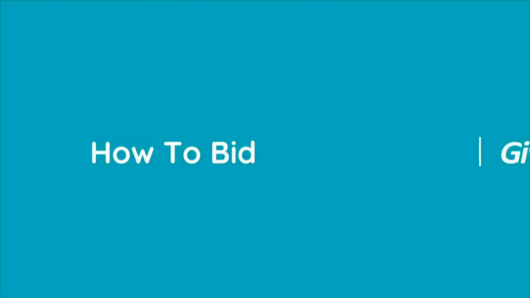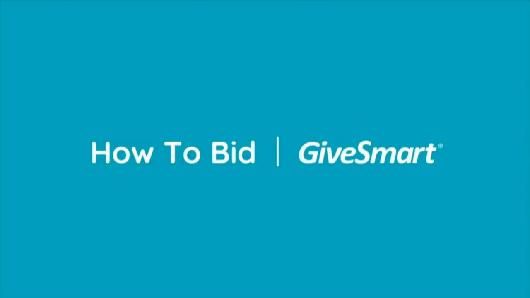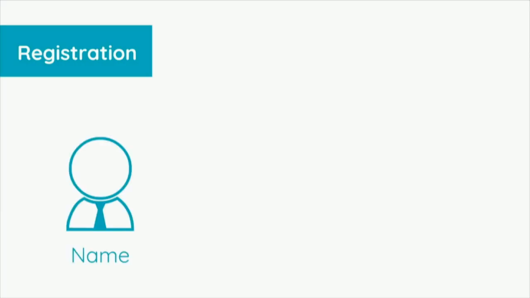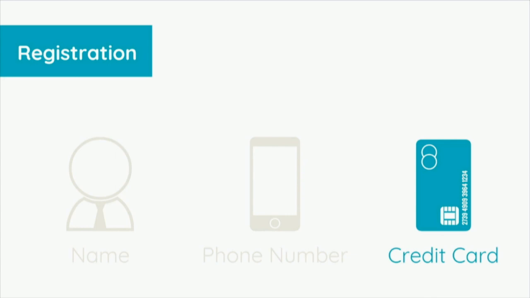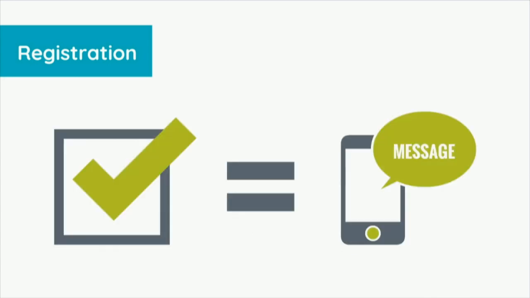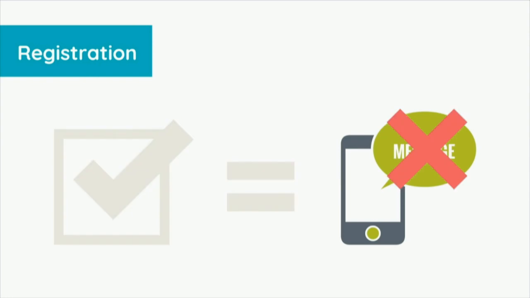Bid with GiveSmart. In order to get started, you will need to register with GiveSmart. You'll be asked to provide your name, cell phone, and you may have the option to pre-swipe a credit card in order to expedite checkout. Once you have registered, you will receive a welcome text message which includes your personal bidding link. Be sure not to share this link with anyone else, as it is directly tied to your account.